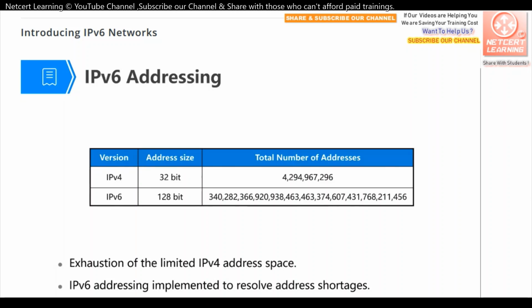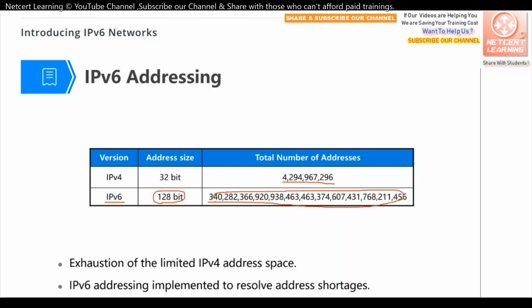We know in IPv4, we only have 32 bits used for the address size. So the total number of addresses for IPv4 is only 4 billion. So that is not enough for all the hosts, all the network devices in the world to have one IPv4 address. But for IPv6, we will use 128 bits for the IP address, and this number is very big.